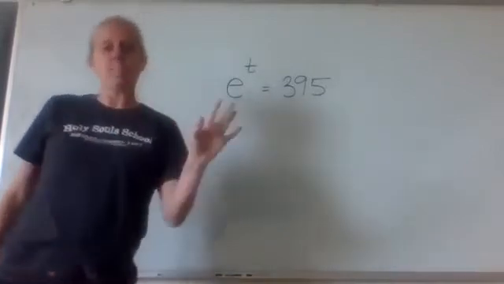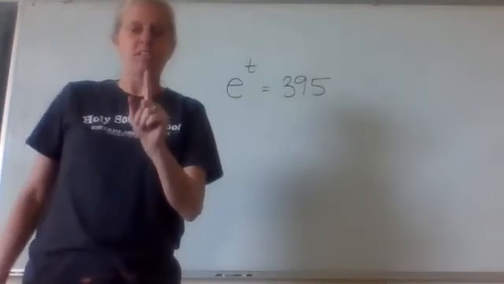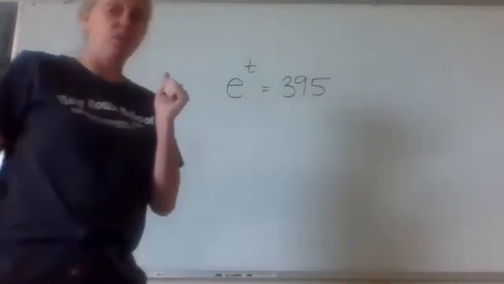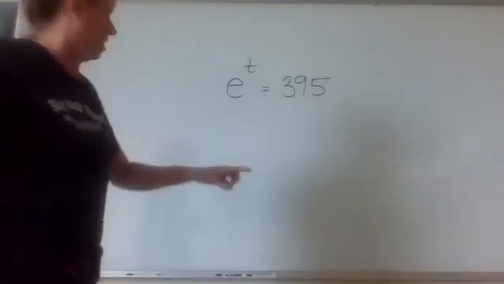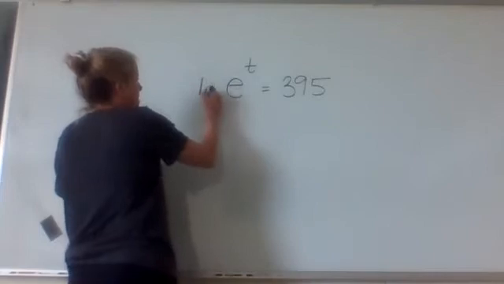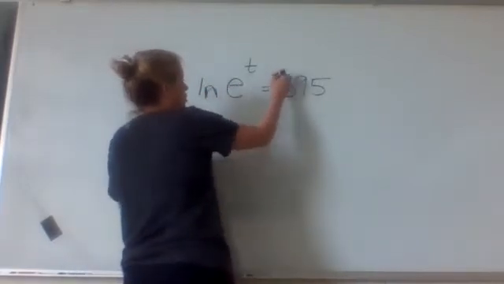So instead of logging both sides, let's remember what the natural log, or log base e, is. We're going to do ln on both sides. If you have an e as part of your equation, instead of logging both sides, just ln both sides. And I'll show you why in a minute.